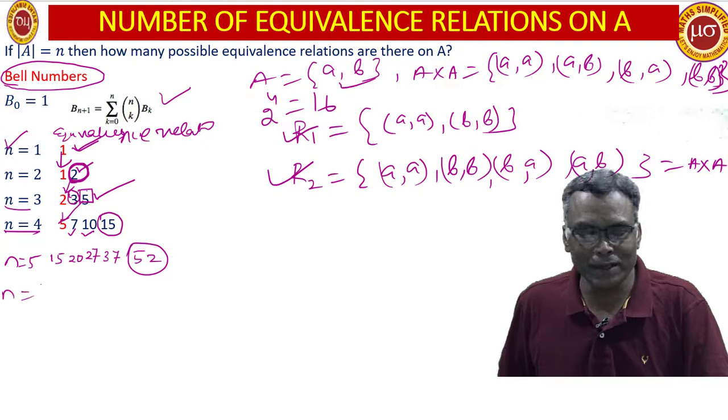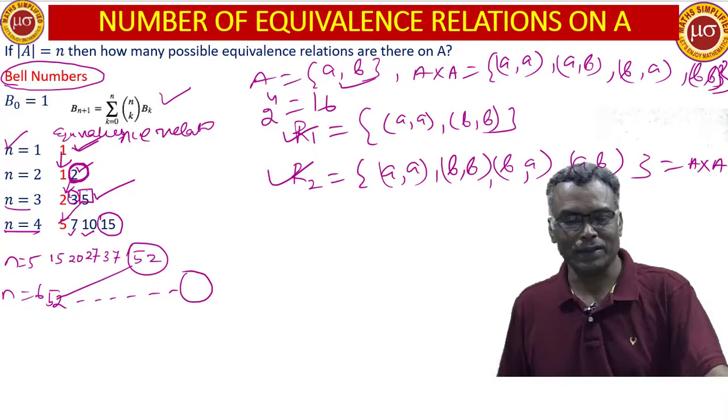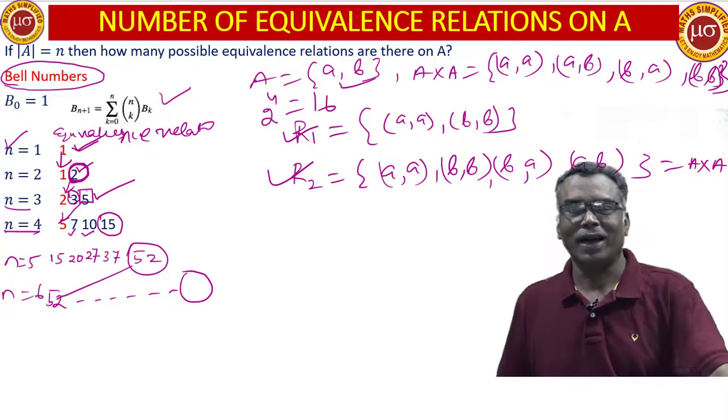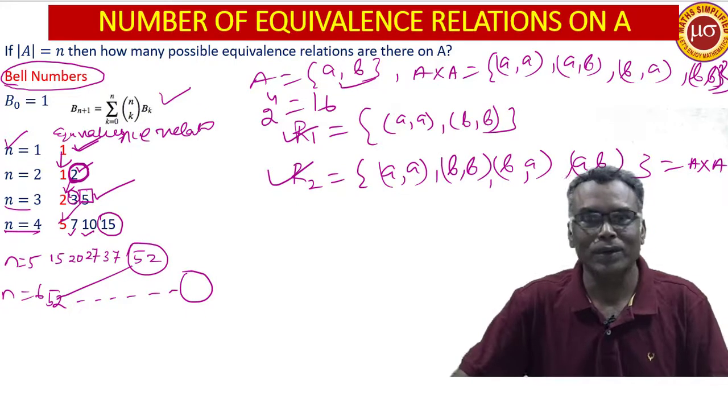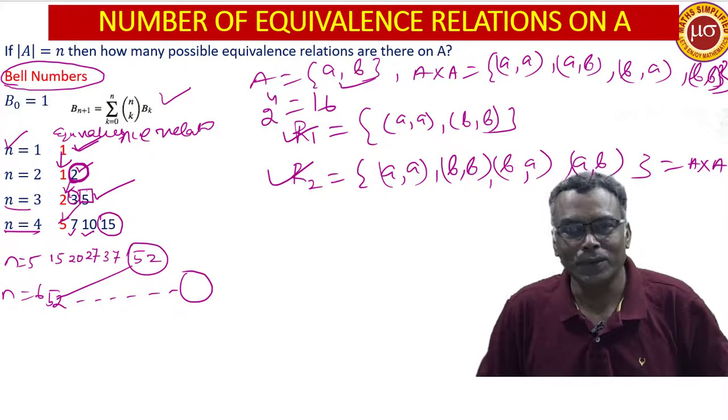For n equal to 6, go ahead, copy here 52. Then you will get the next value in this place. Getting the idea? I think this video is very much useful to you.